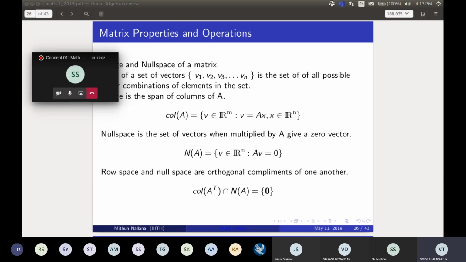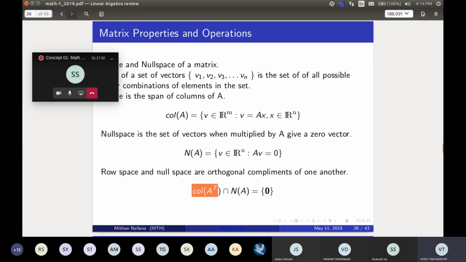So if the number of linearly independent rows and columns are equal, you can say that the row space can be represented as the column space of A transpose. If you just take the A transpose, the rows will become the columns, and if you take the column space of that, you can represent it as the row space. So instead of saying row space of A, you can say column space of A transpose. That is just a different representation.